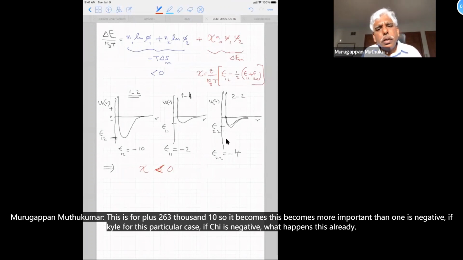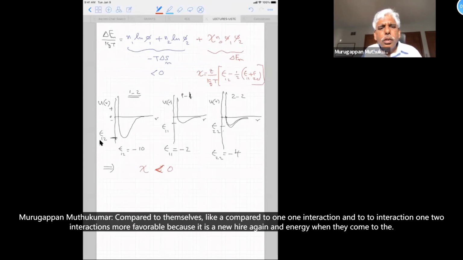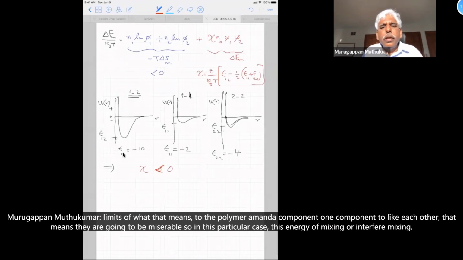For this particular case, if chi is negative, already due to the entropy of mixing, the free energy change is negative. So that's favorable for mixing. And in this case, where 1 and 2 like each other more than themselves, the 1-2 interaction is more favorable than the 1-1 and 2-2 interactions because there is a higher gain in energy when they come together. That means component 1 and component 2 like each other. That means they are going to be miscible.